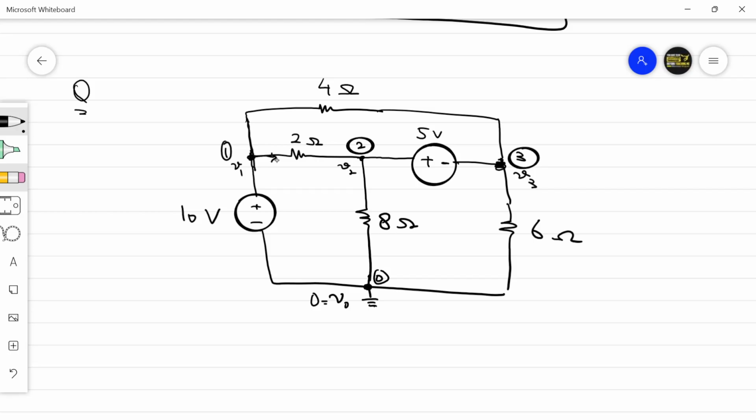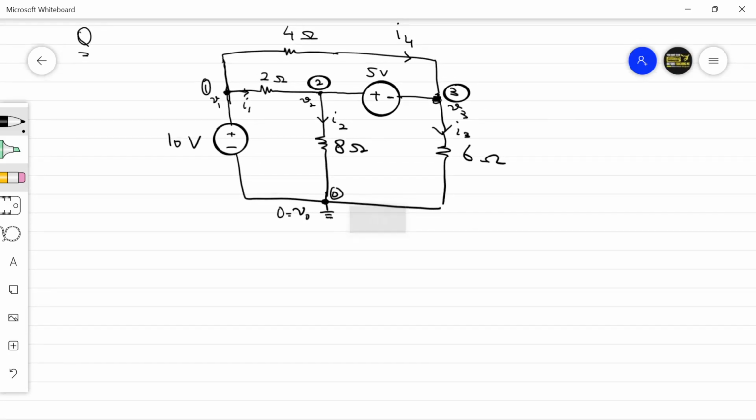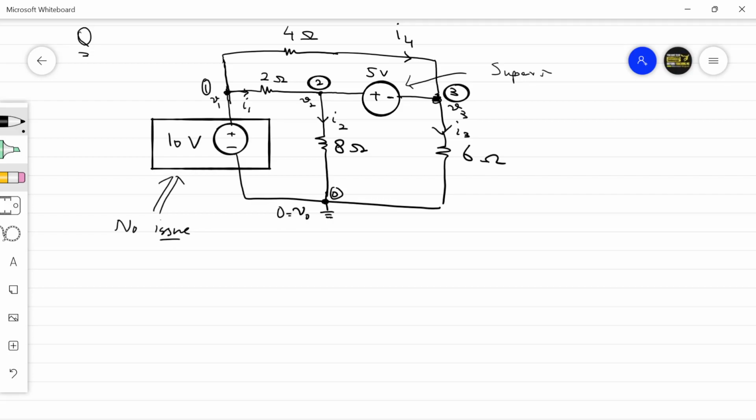So let current I1 be flowing through this path, I2 through this path, I4 through this path, and I3 through this path. You have one voltage source which is connected between a reference node and a non-reference node. So there is no issue with this voltage source. You can directly use it and solve the equation. But with this voltage source, which is present between two non-reference nodes, we have to make use of the super node concept here. Okay.